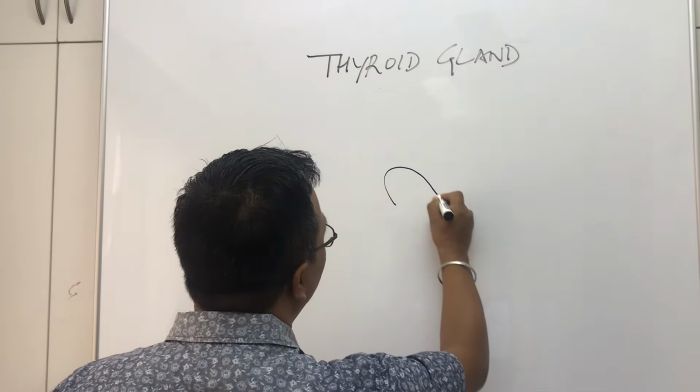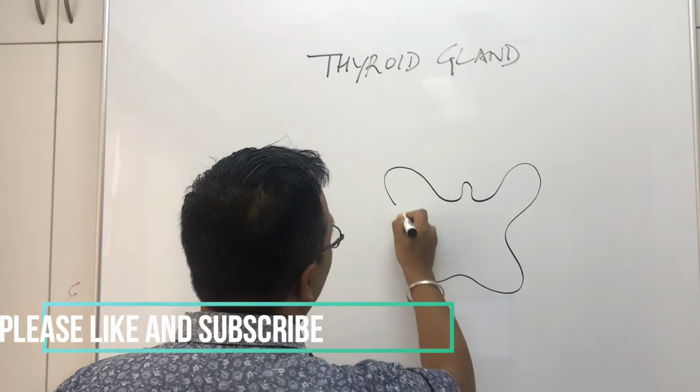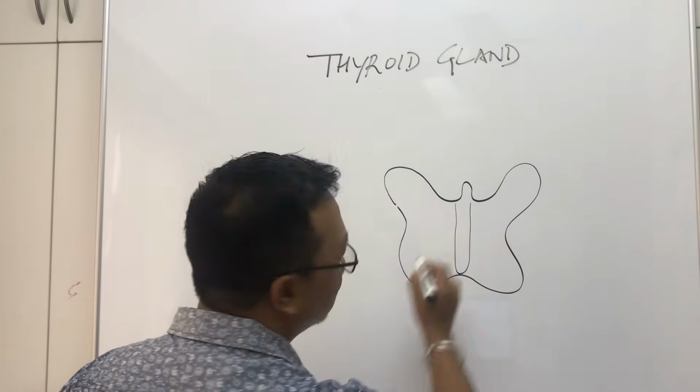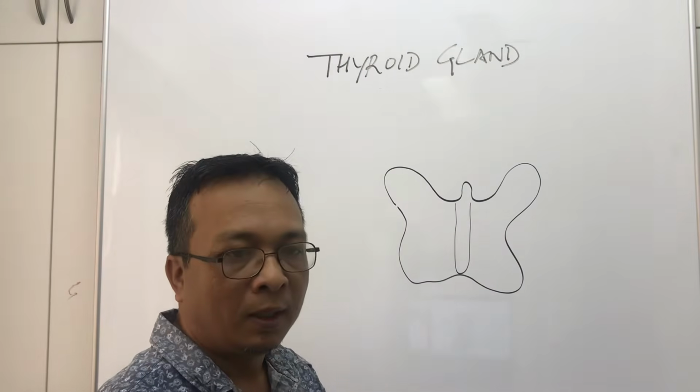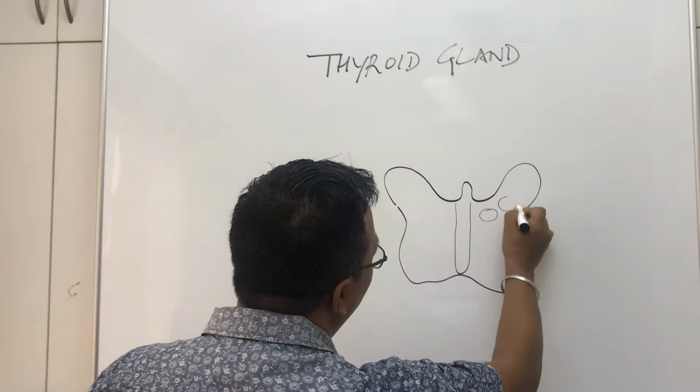Gland is, you can see it is butterfly shaped. The middle part is called the isthmus, and there are the two lobes. If you look properly under the microscope, you will see the thyroid gland is formed of follicles.